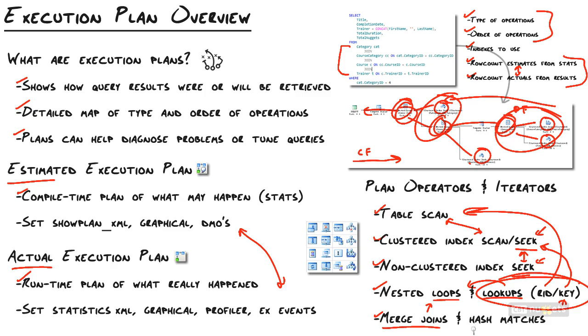Hash matches are efficient for extremely large joins, but that is also the most inefficient of all the join types. And it could be an indication that we have a missing or incorrect index. We have a missing where clause or one that doesn't quite match an index, or a where clause that isn't sargable. And there's a lot more. Those are going to be some of the major ones.